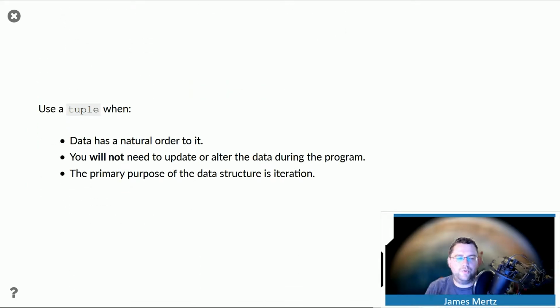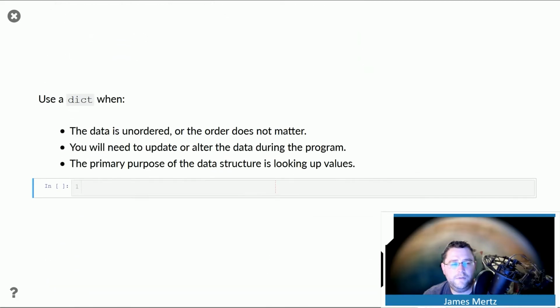Next up is the tuple. So tuples, again, natural order. You want to have a specific order to it, but you don't want to update or alter the data. So you want to preserve that order and keep the contents in there, and you don't ever want them to change, because something bad might happen. The primary purpose of this is also, again, iteration. You're going to be using for loops to iterate through it and do those types of things. Then finally, we have our dictionary.